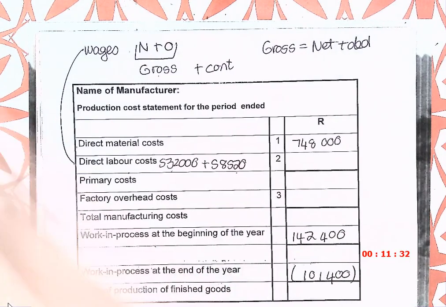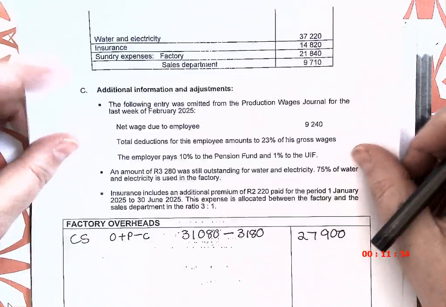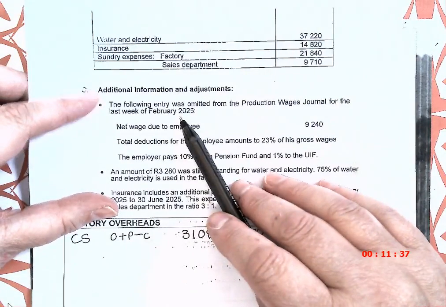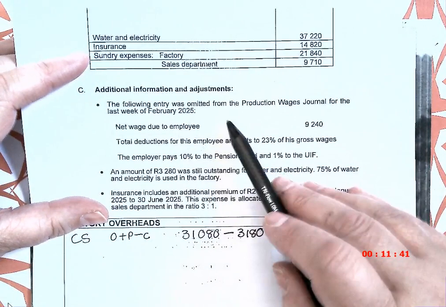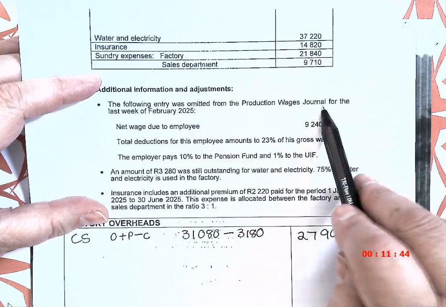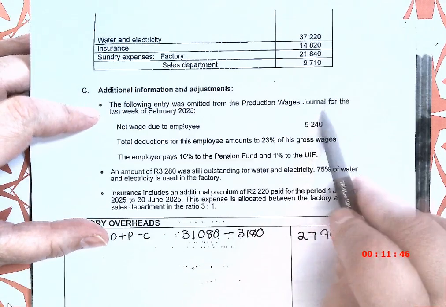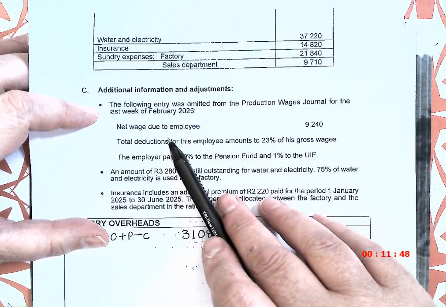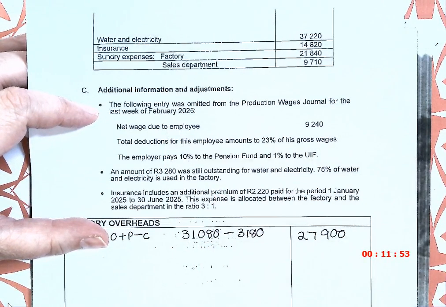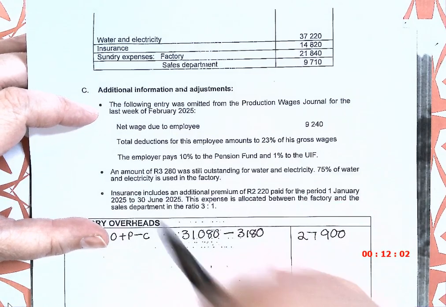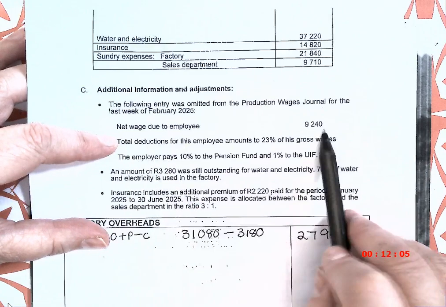But now they give me extra info. The following entry was omitted, which is just a fancy word for left out, from the production wage journal for the last week. The net wage. Pay attention. Put down the sellotape and pay attention. The net wage due to employees.